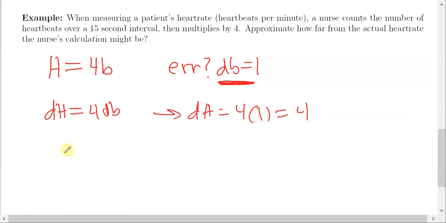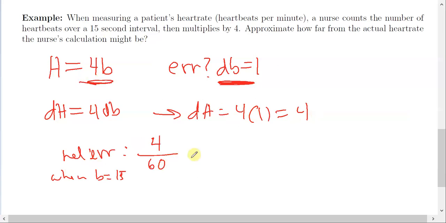And so what's the relative error? Well, let's see. Relative error in this case is the amount of error that I came up with over what the actual value is supposed to be. So let's say they counted 15 heartbeats while they were counting. So I'd have supposed to have a heart rate of 60, because from this formula I should come up with 60. Well, 4 out of 60 is 1/15, and if you use a calculator, that's about 0.0666. So a relative error of 0.07 or 7% error.